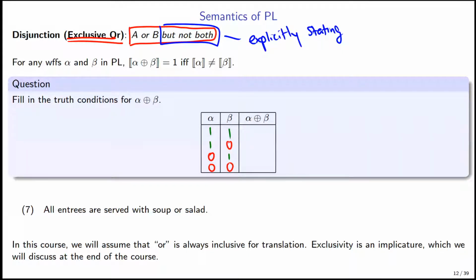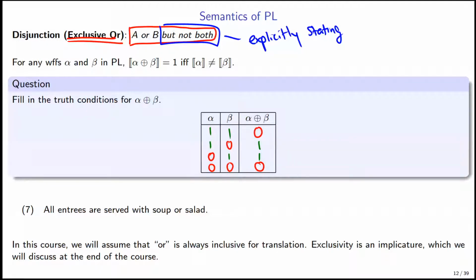So it's true, alpha exclusive or beta is true when the values are different. So in the first row, alpha and beta are both true, so alpha exclusive or beta is false. In the second row only alpha is true, so the exclusivity is true. In the third row, only beta is true, so the exclusivity is true. And then in the final row, they're both false, so we end up with a false for exclusivity.